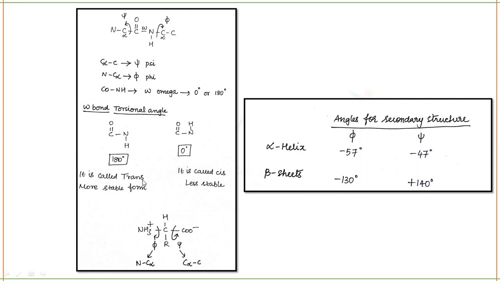This is called the trans form and this is the most stable form. If C double bond O and NH are in the same direction, the R groups will also come. If the R groups are also coming, all in the same plane, then what will happen? Steric hindrance will be there. Wherever steric hindrance is there, rotations are not possible, and if rotations are not possible, this structure will be unstable. So the most stable form is trans, and cis is less stable.